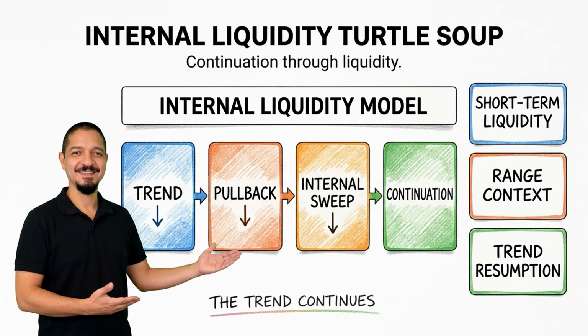Here at ComLucro, we have refined the ICT Turtle Soup framework into two liquidity models based on the type of liquidity being targeted by the market. The first model focuses on internal liquidity sweeps, where price temporarily sweeps short-term liquidity within a broader range before the main trend resumes. This variation is commonly used as a continuation setup.